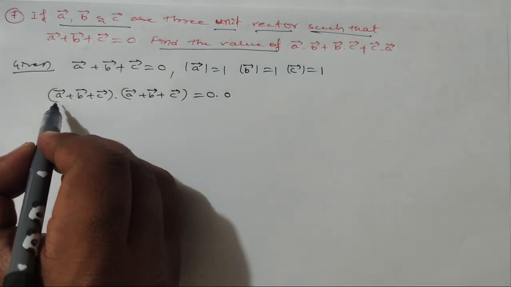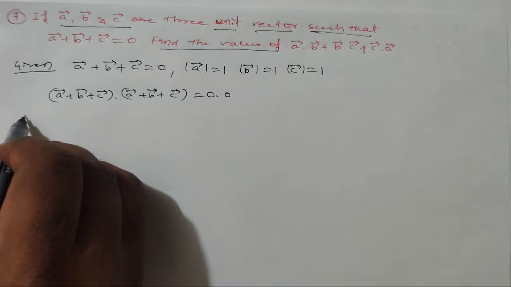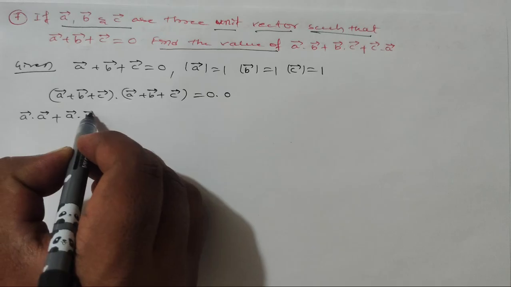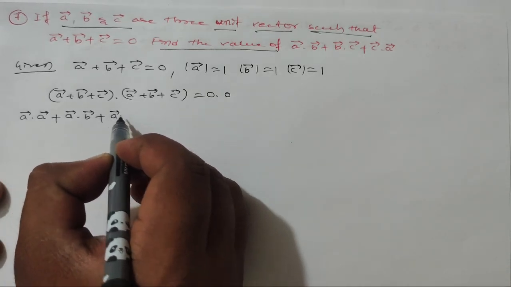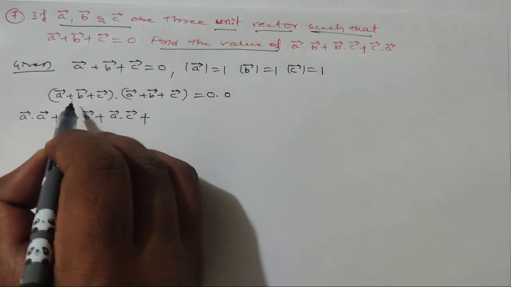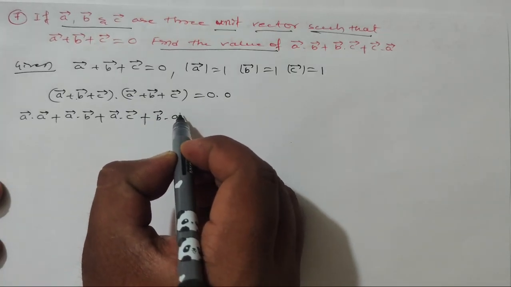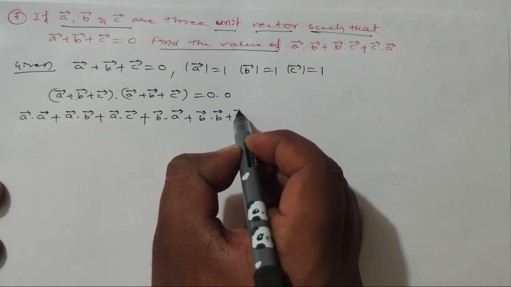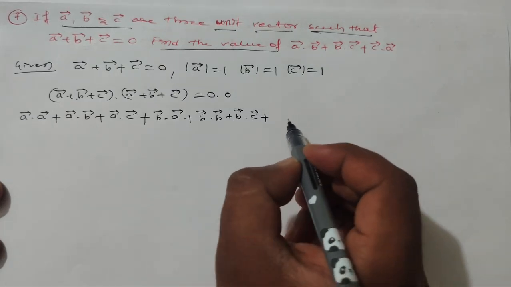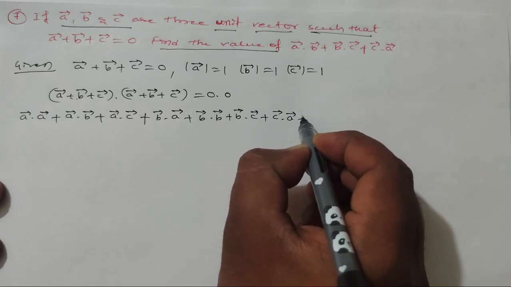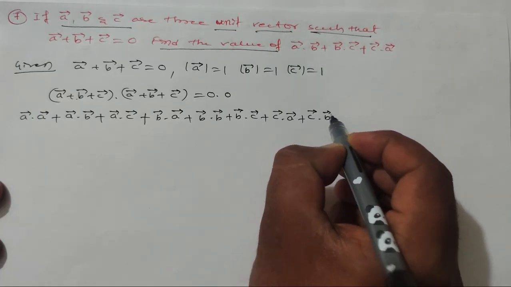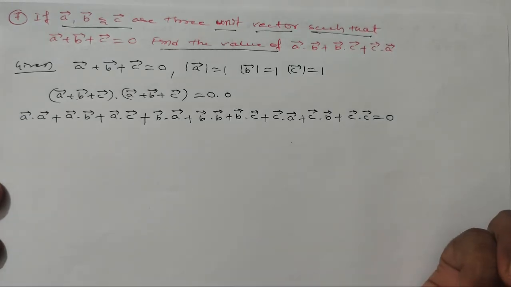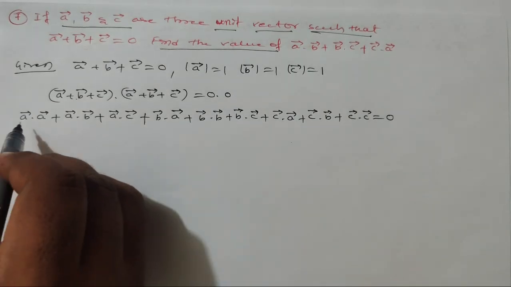Next, multiply. So a vector into a vector plus a vector into b vector plus a vector into c vector. Next plus b vector dot a vector, next b vector dot b vector, next b vector dot c vector plus c vector dot a vector plus c vector dot b vector plus c vector dot c vector equal to 0 into 0 becomes 0. Same as when we solved the last question.